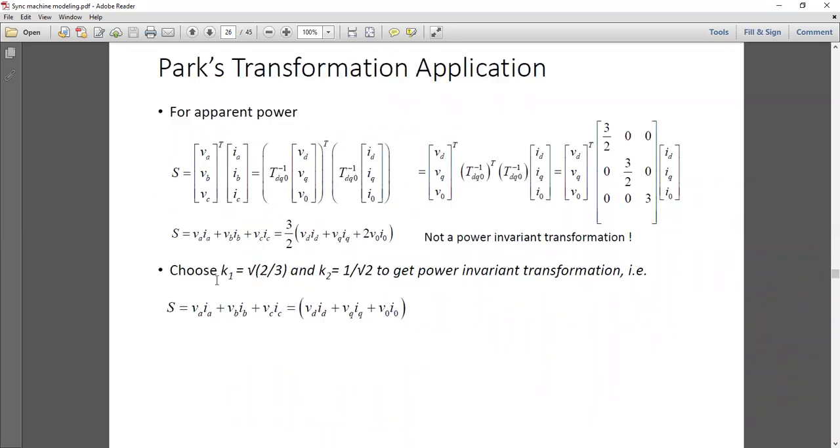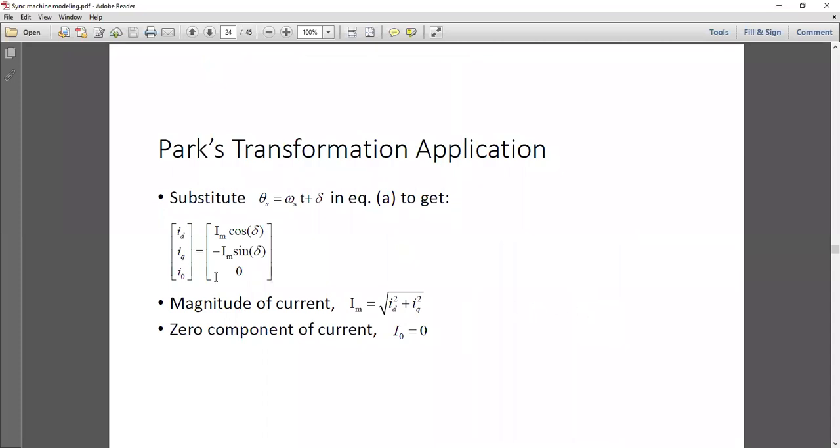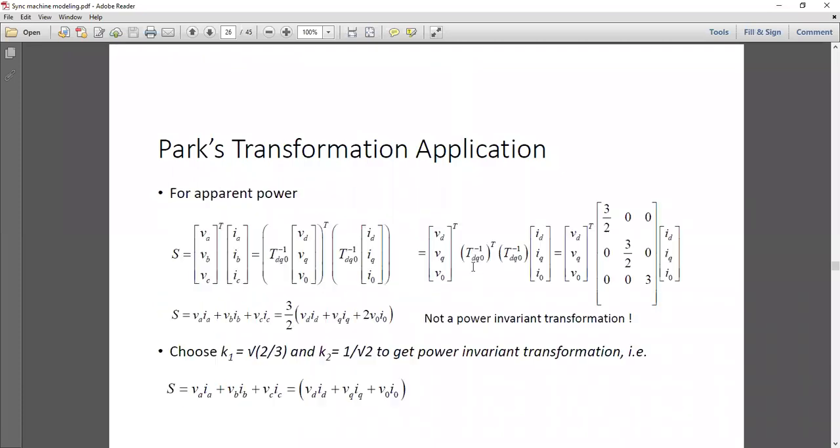Like if we take a set of K1 and K2 values, then we might come up with power invariant transformation. If we use another set of K1 and K2, then we might not end up with the power invariant transformation, but we might end up with some other useful relationship between the peak values of voltages and or currents, where they remain the same in each transformed system.